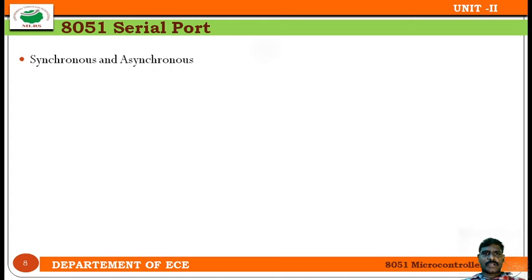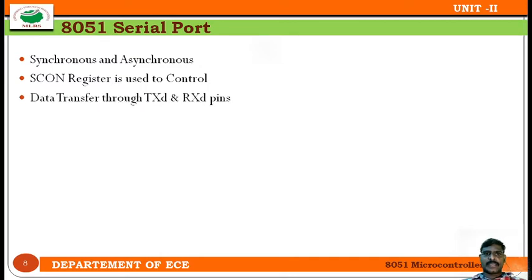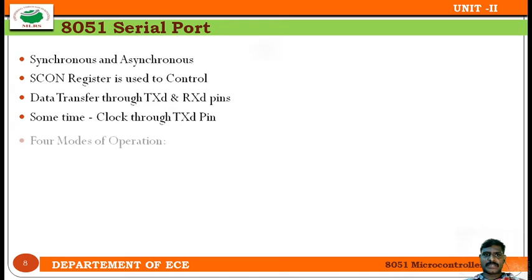When you come to serial ports, asynchronous and synchronous ports are there, where in the 8051 we are going to use the SCON register to control the data transmission, and it can use two signals. In the pin configuration, the transmitter and receiver pins are used to transmit the data using this serial communication. Sometimes the clock is also used as a transmit pin.